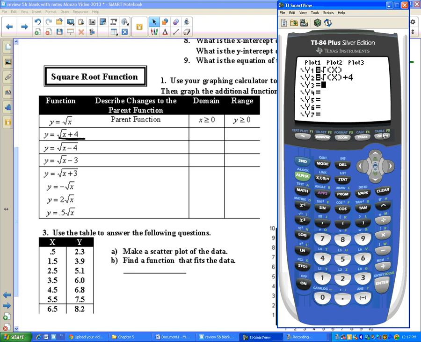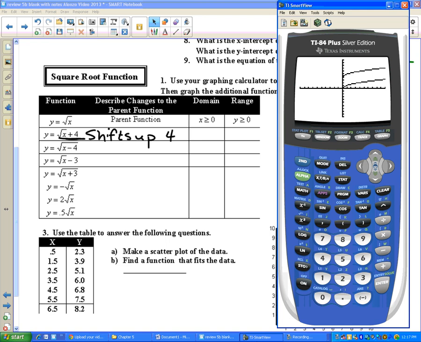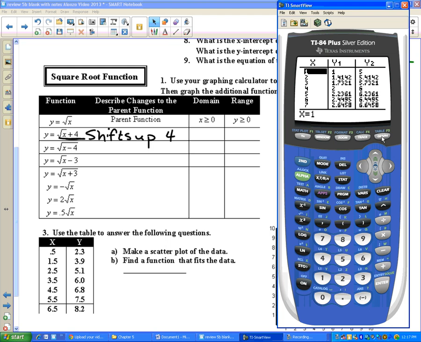I'm going to graph, and it moved it up. So what we say is this shifts up 4. Now I'm going to go back to my graphing calculator, and I'm not going to hit graph. I'm going to hit second graph to go to the table menu. I'm not looking at y1. I want to look at y2. So I'm going to arrow up until I see the word error. I'm going to go right below error.